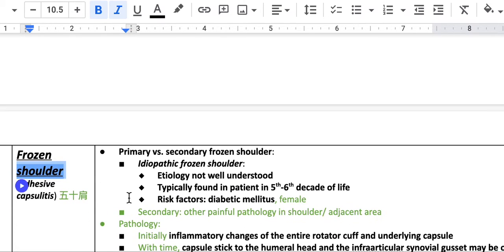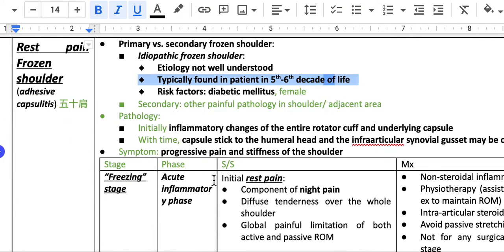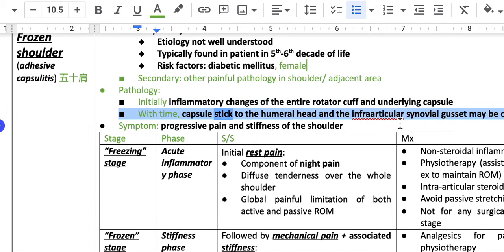Rest pain: frozen shoulder, adhesive capsulitis. Primary versus secondary frozen shoulder. Idiopathic frozen shoulder: etiology not well understood, typically found in patients in the 5th-6th decade of life. Risk factors: diabetes mellitus, female. Secondary: other painful pathology in the shoulder or adjacent area. Pathology: initially inflammatory changes of the entire rotator cuff and underlying capsule; with time the capsule sticks to the humeral head and the infraarticular synovial gusset may be obliterated by adhesion. Symptom: progressive pain and stiffness of the shoulder. Stages: freezing.